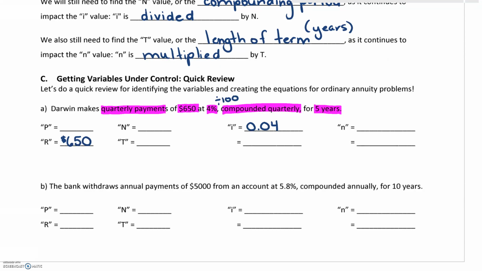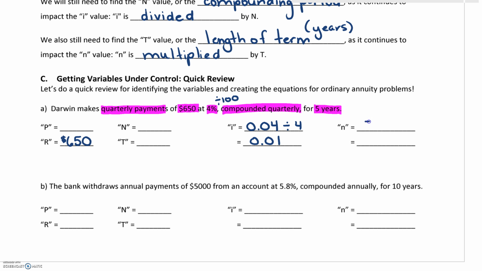And don't forget that you have to divide this interest rate by the compounding period. In this case, the compounding period is quarterly, so you have to divide it by 4. If you just divide it by 4, you're going to get 0.01. Okay, so that's the I value that we want to use.